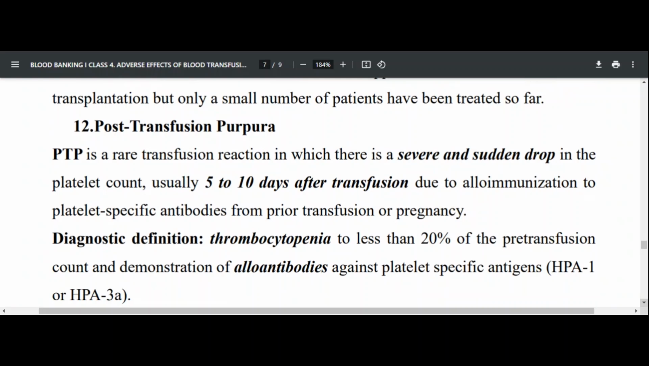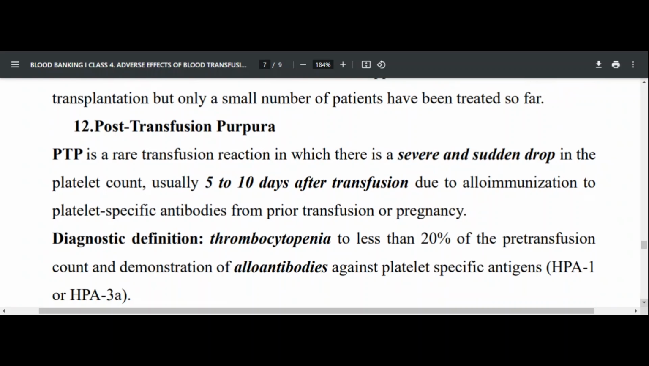So when you transfuse platelets later, those antibodies will destroy the platelets, and you find there is a sudden drop in platelet counts, of course, after 5 days of transfusion. So you find that platelets are very reduced because of preformed antibodies, of course, from previous exposure.